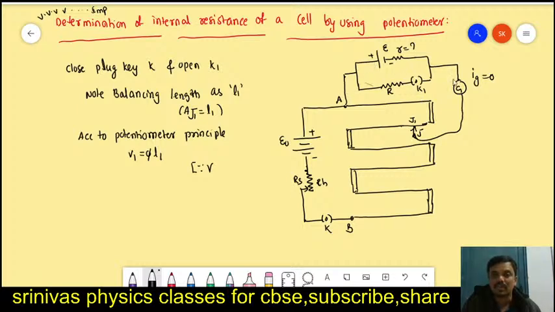What is the potential difference across the cell? E minus Ir. But the current through the galvanometer is 0, which means the current through the cell is also 0. That's why we get E only. Then we get E is equal to phi L1. This is equation 1. And next, what you have to do? Close plug key K1.